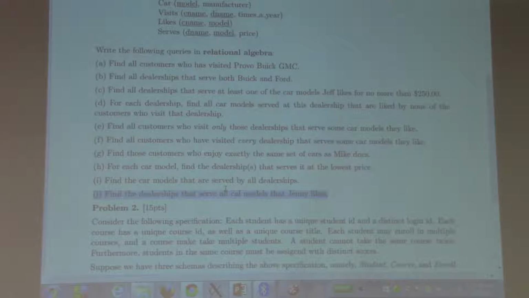Then you subtract that. That will give you the dealer and model and the price. That gives you the lowest price for that model, even if the same model is sold multiple times in a given dealership. Okay.